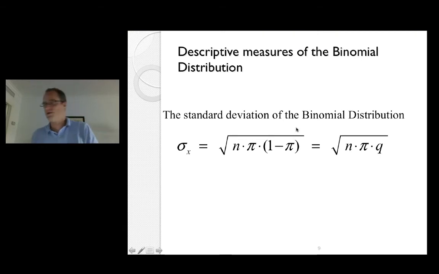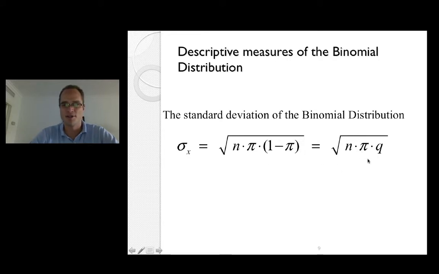Moving on to the second measure, the second way we describe this binomial distribution is the standard deviation. This is the measure of variability. And remember, we have shape, center, and spread in no particular order here. The standard deviation of X, where X is the number of successes, is simply the square root of n times pi times 1 minus pi, which can be rewritten as the square root of n times pi times q. This is the formula. It's very simple to use.